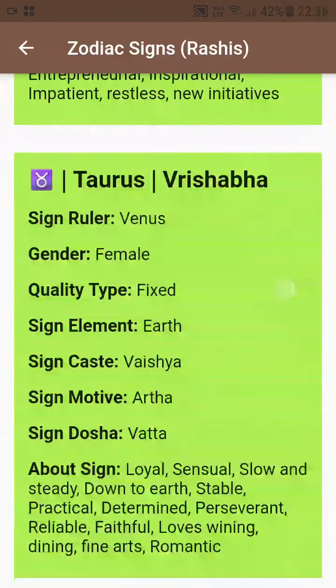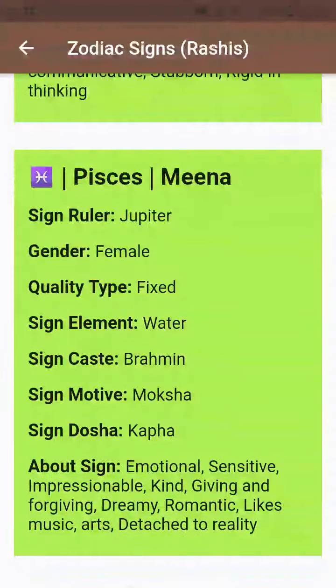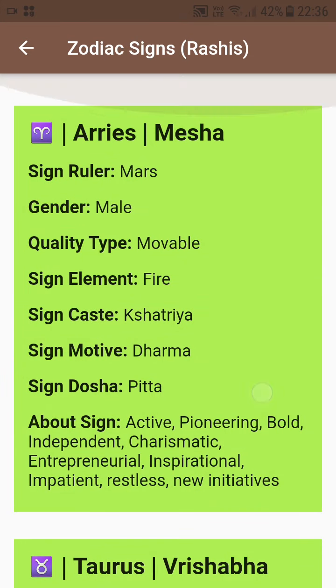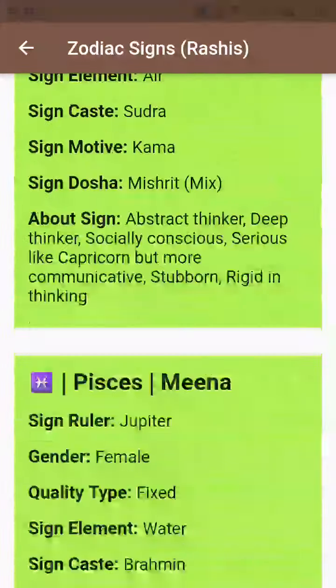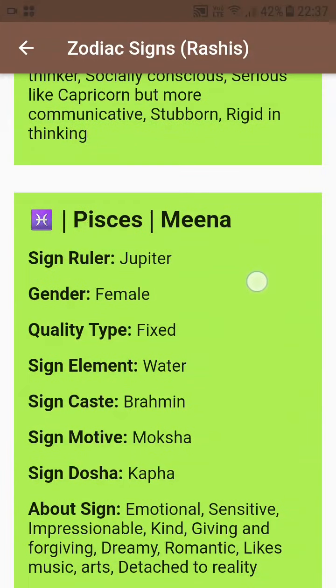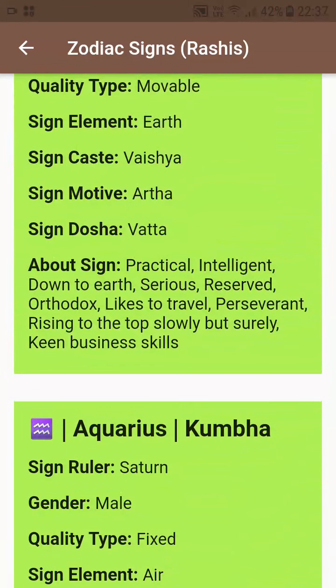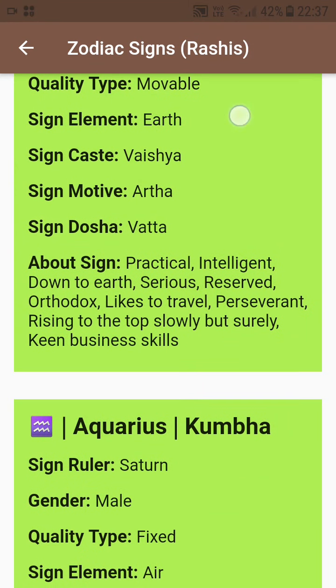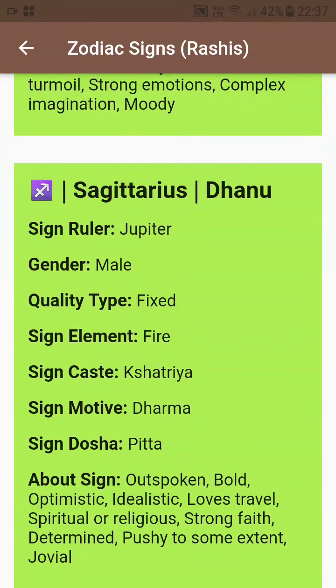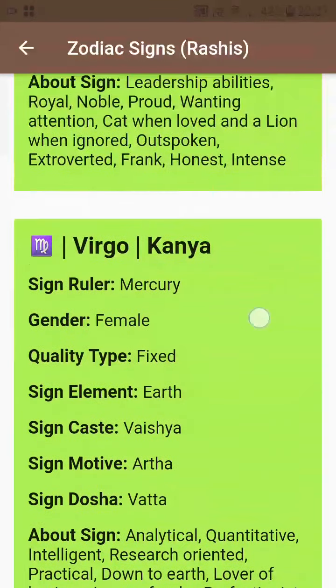So there are 12 Rashis, and 7 of the total 9 planets in Vedic astrology rule them. 2 are shadow planets, Rahu and Ketu, that do not rule any Rashi or zodiac sign in Vedic astrology, and Sun and Moon rule just one house each. So Sun rules Leo, Moon rules Cancer, and the rest of the planets rule 2 houses, 2 Rashis each. So let's start. That's the basic.